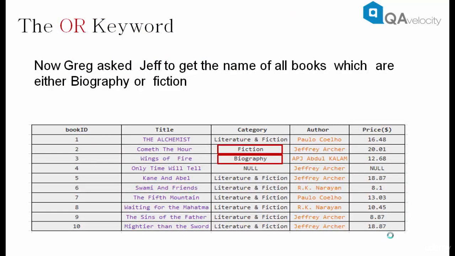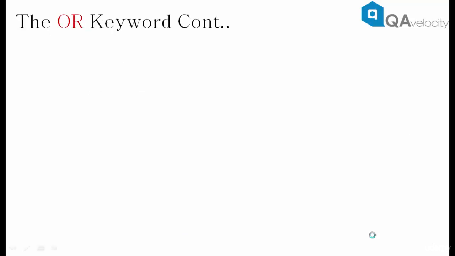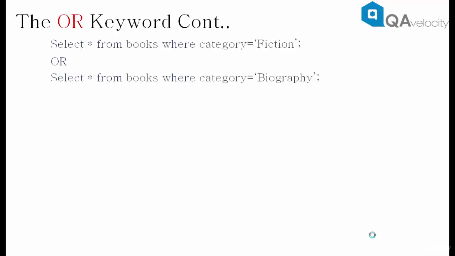So one day, Greg asked Jeff to get the name of all books which are either biography or fiction. Now Jeff knows how to combine queries using AND operator. But using AND means both the condition must match to return the result. But here in Greg's case, he needs data if any of the condition matches. Either fiction or biography. Jeff doesn't know what to do, and for the time being he decided to write two different queries. Select star from books where category equal to fiction and select star from books where category equal to biography.